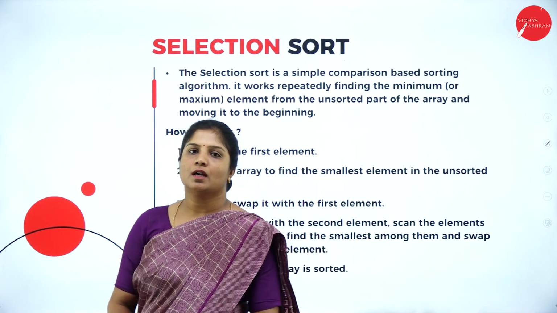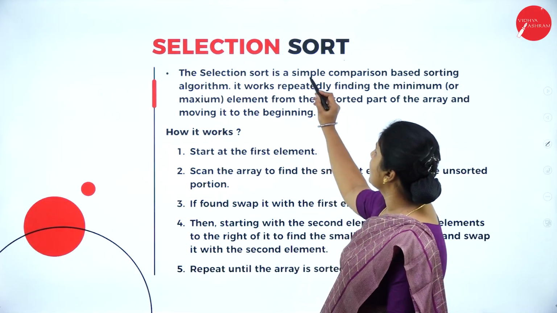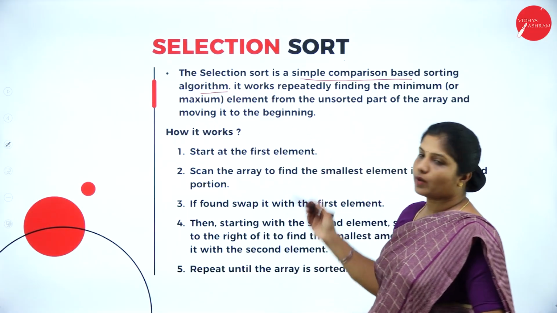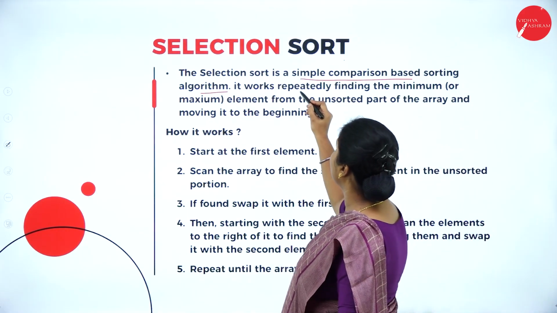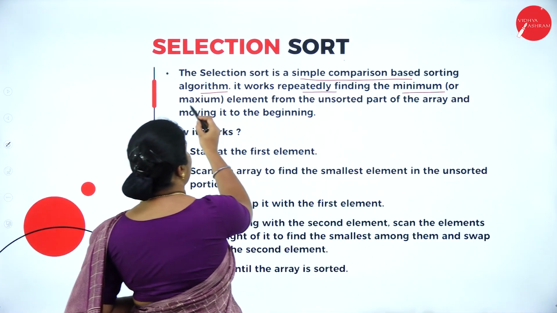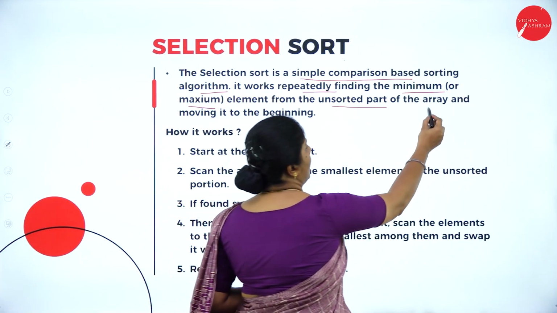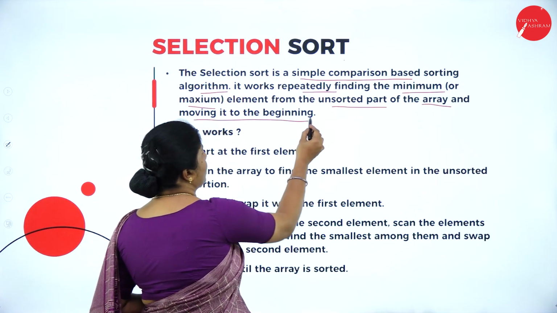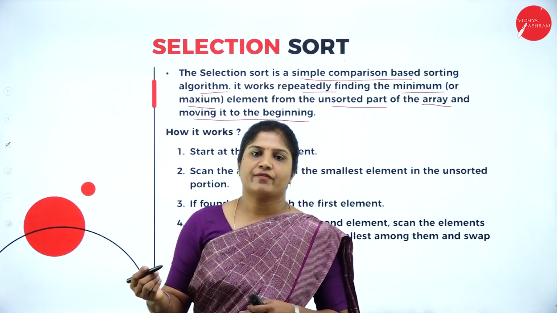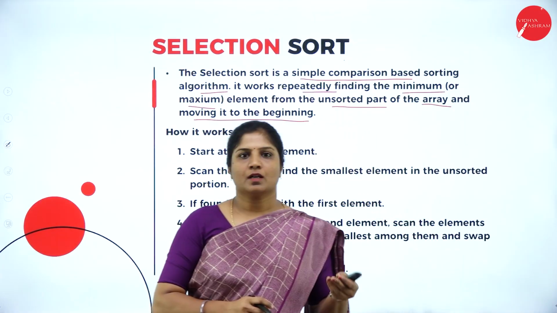Next, we will move on to the selection sort. This is one of the sorting methods used under brute force. The selection sort is a simple comparison based sorting algorithm. How is it going to work? It works repeatedly for finding the minimum or maximum element from the unsorted part of the array, and it is moving it to the beginning. So it searches for the minimum element and maximum element. If it finds it, it moves that element to the first position towards the sorted array.